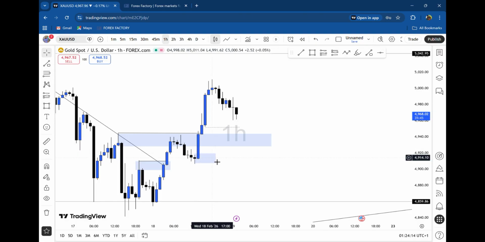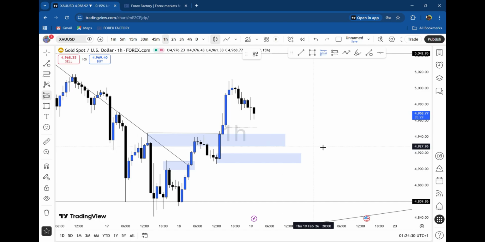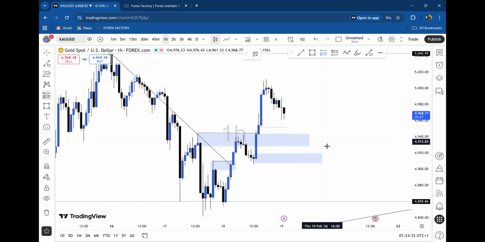I have another block right here. So I'll be using the one that is closest to liquidity as my area of entry, which is this one. What I want to do is wait for price to come in here and react before I take the trade. The third thing I would like to check is also my session.